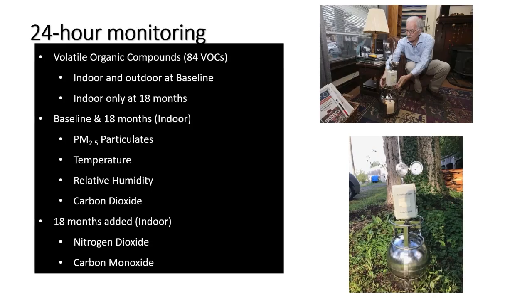So in terms of the objective measures, we assessed volatile organic compounds, 84 different VOCs. We did this indoor and outdoor at baseline, and indoor only at 18 months. And you can see the canister and the instruments that we used to collect the VOCs. We also collected particulates, temp, humidity, and carbon dioxide at baseline and at 18 months. And then at 18 months, we were also collecting some information on nitrogen dioxide and carbon monoxide.